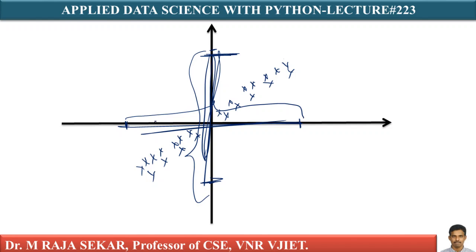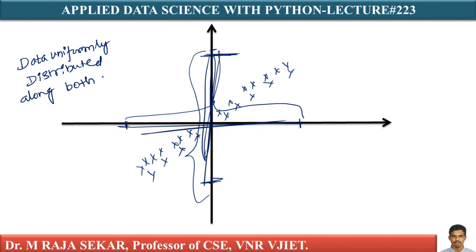It means data is uniformly distributed along both dimensions, along both axes. Now, let me say this is feature 1 and this is feature 2. Which feature can I drop? It is difficult. It's not that easy, as you have spread on both features.